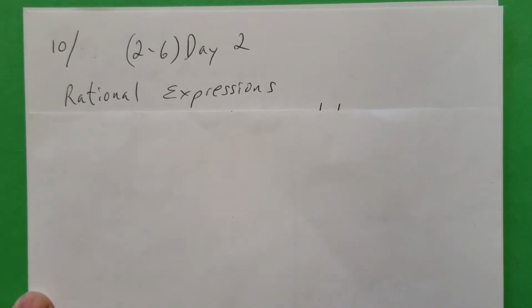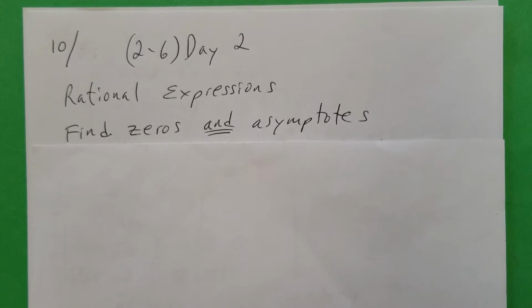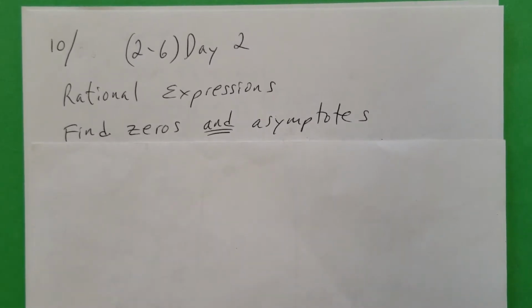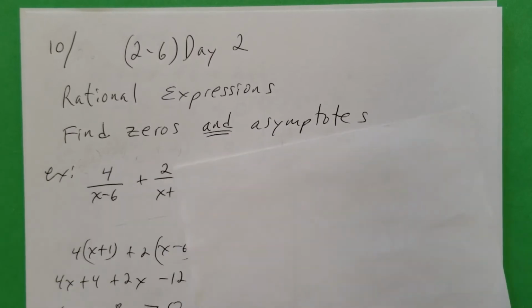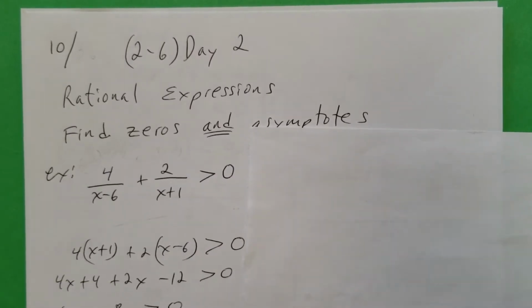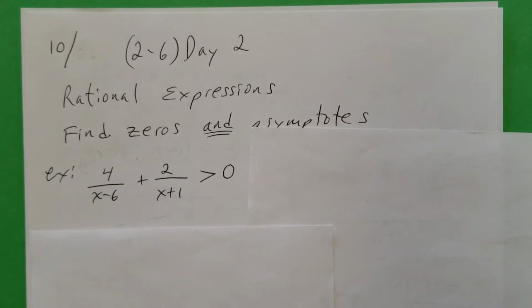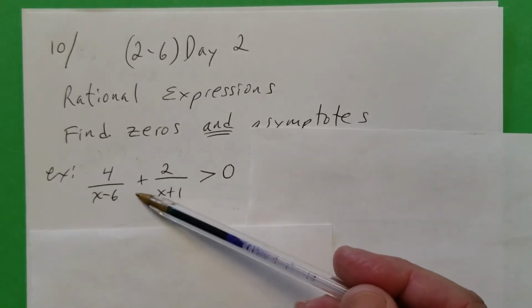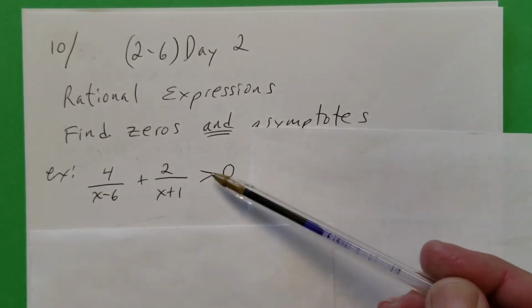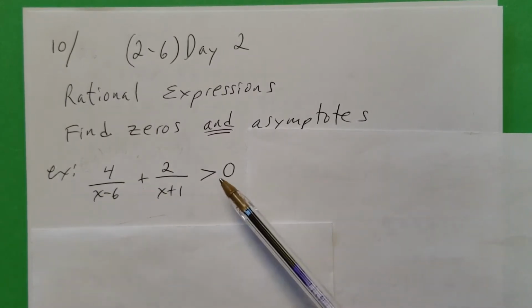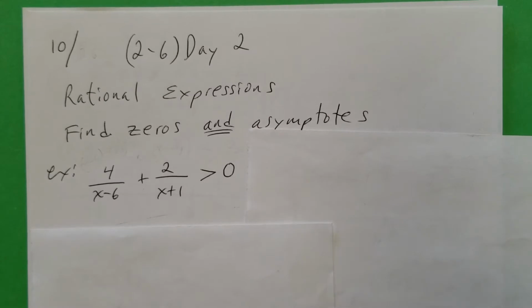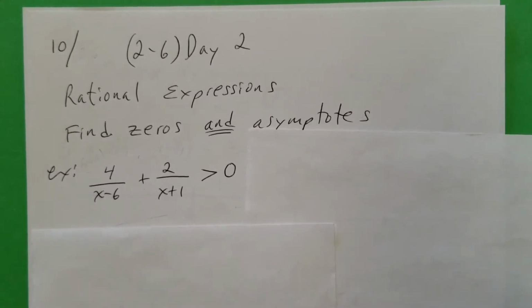You do the same thing, but also include the asymptotes. So we know how to get asymptotes. We know how to get zeros, so we've got to do both of them. Okay? So here's the first example: 4 over x minus 6 plus 2 over x plus 1 greater than 0. When is this thing greater than 0? When is it above the line?